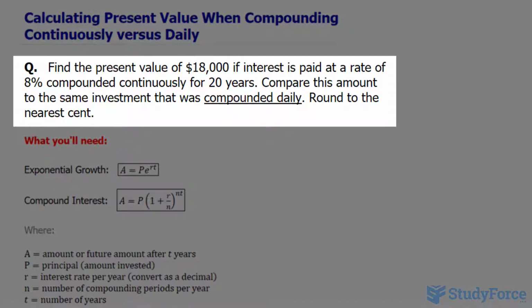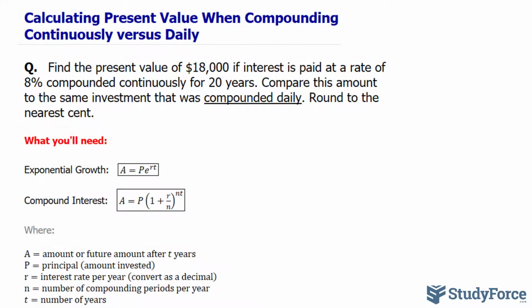The question reads, find the present value of 18,000 if interest is paid at a rate of 8% compounded continuously for 20 years. Compare this amount to the same investment that was compounded daily. So pretend that you have a mortgage or a loan that you have to pay off, and it's $18,000, and you have agreed to 8% continuously for 20 years.